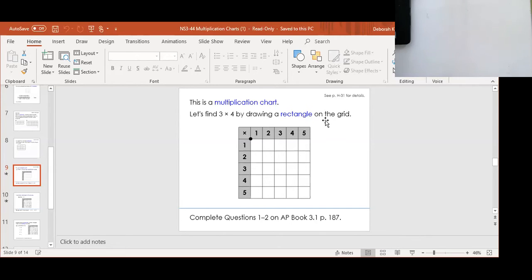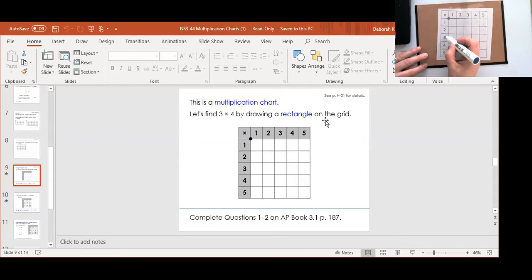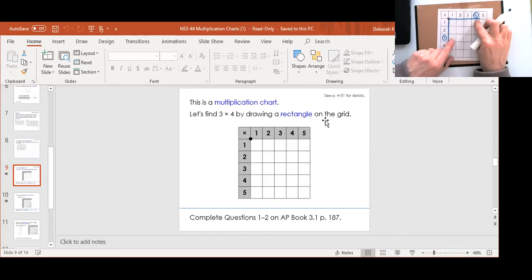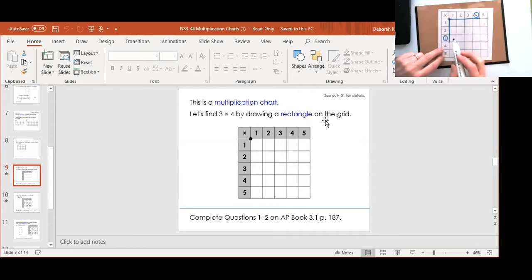Okay, so I have an example here, and I'm going to show you how you do this. So 3 by 4. I'm going to go down 3 and across 4. Now I could do it with my fingers in the space, but I'm making a box around the space. So that's why I'm going there. And 3 by 4, if I continue the rectangle, it's going to look like that.